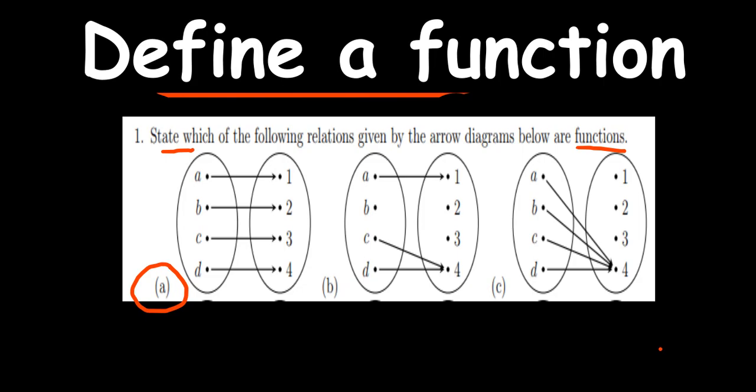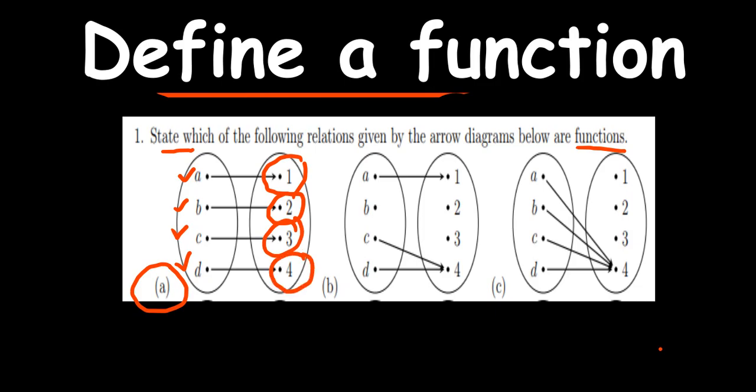It's a function. Okay, so why do you say it's a function? Because each element from one side has a corresponding element to the other side. Exactly. So we can see that all these elements in the first set, A, B, C, and D, all have images in the second set. So this one is mapped to that one, this one is mapped to that one, this one is mapped to that one, this one is mapped to that one.